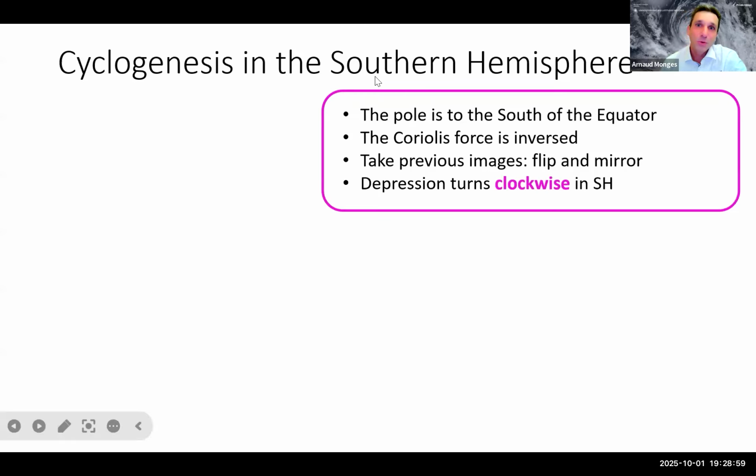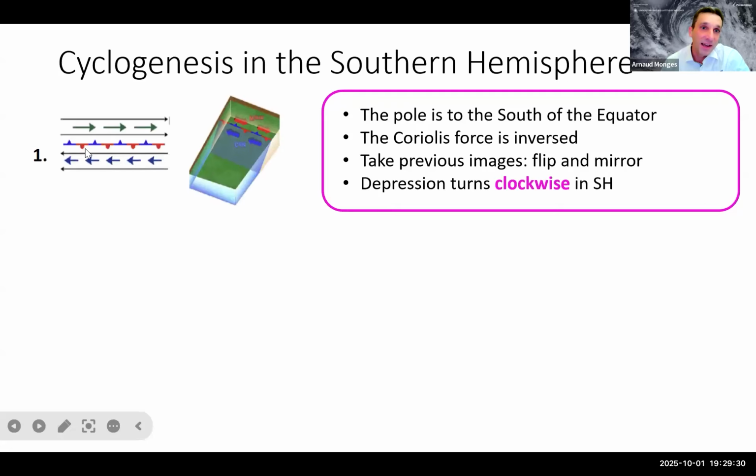So what's important to know in the Southern Hemisphere? The South Pole is to the south of the equator. So it's upside down. The Coriolis force is also inversed. So in order to create this cyclogenesis picture, what I did is I first flipped the picture to reverse the position of the pole. And then I mirrored the image in order to change the rotation. And here is how it looks.